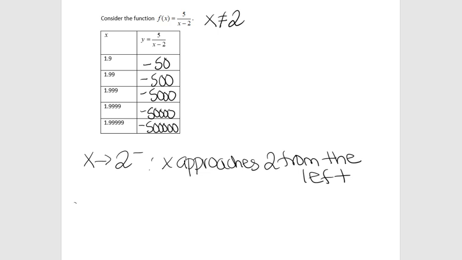So how we write that is y arrow negative infinity. So you can say y is decreasing without bound. You can also say y is approaching negative infinity.